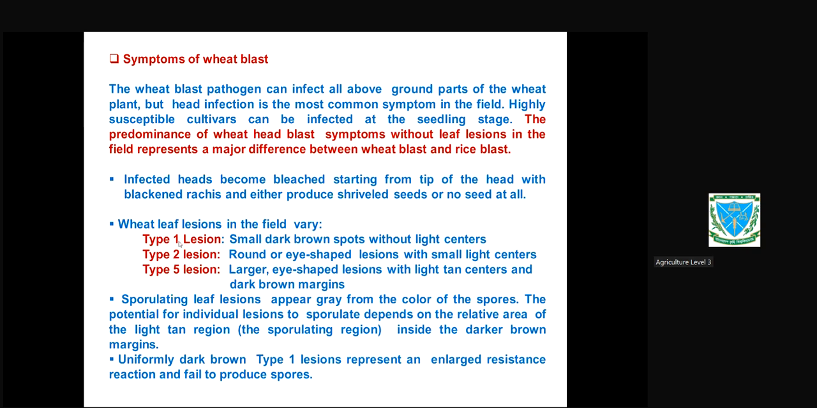And you see, wheat leaf lesions may vary. 3 types of lesion we notice: type 1, type 2, and type 5. Smaller lesion is called type 1 lesion and larger lesion is called type 5 lesion. And for epidemic development, type 5 lesion is important because this lesion produces thousands of spores inside the areas.